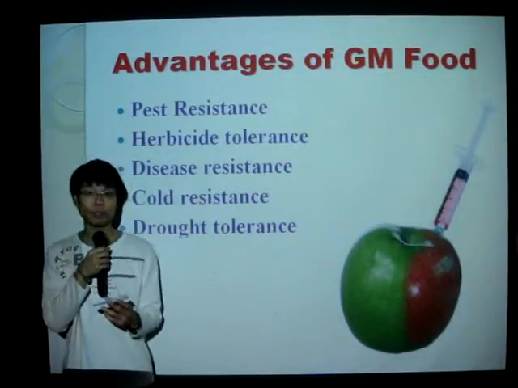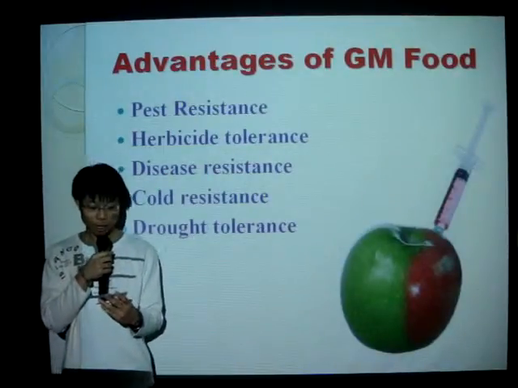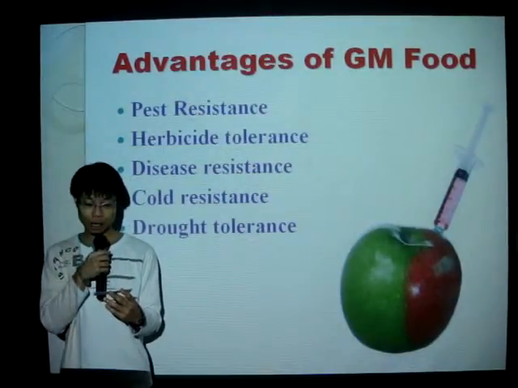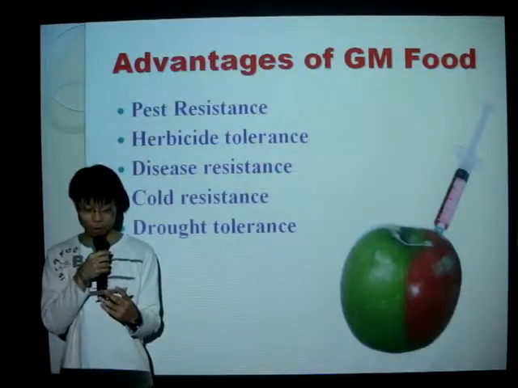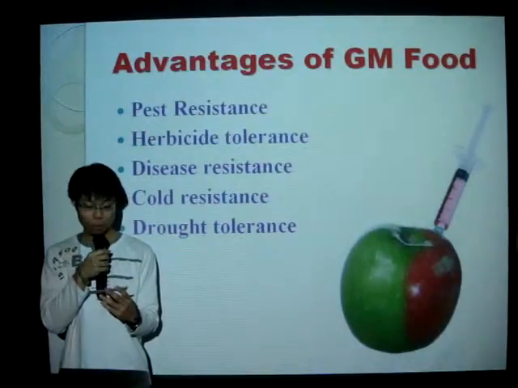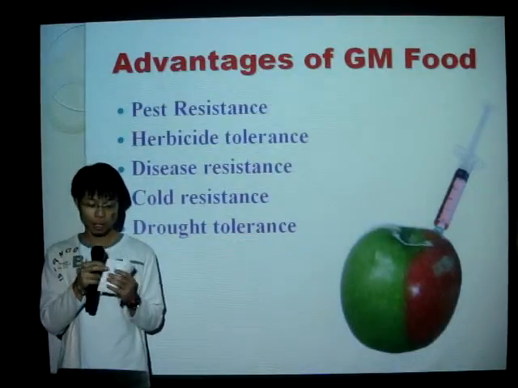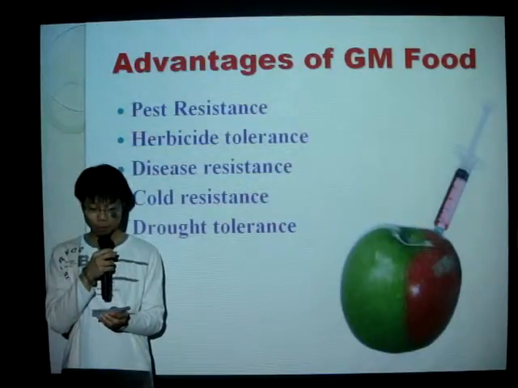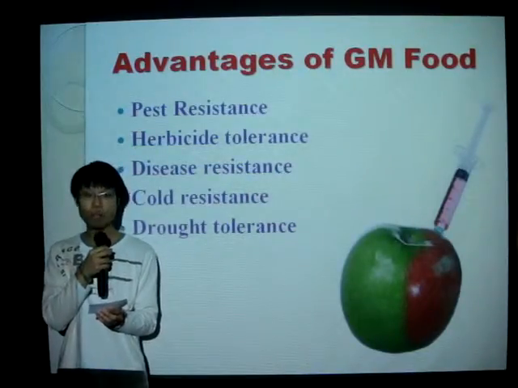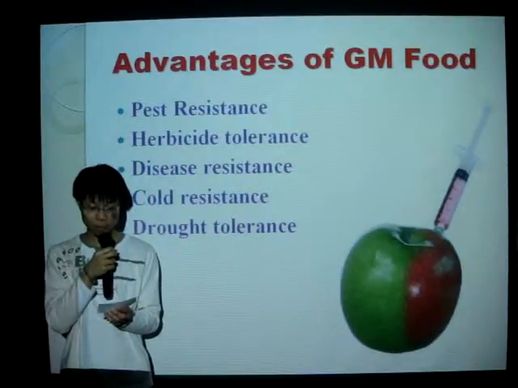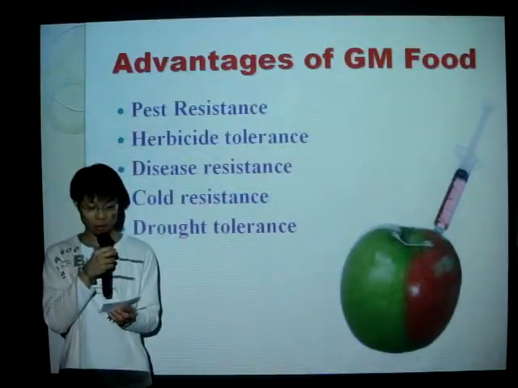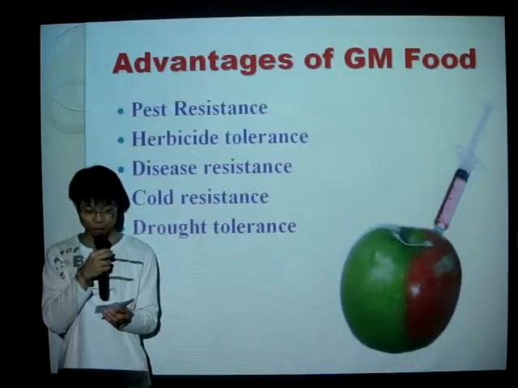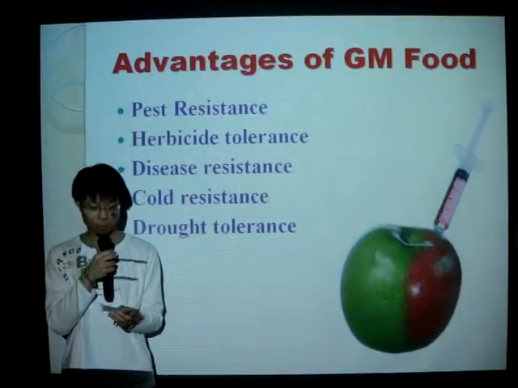Now I will explain the advantages of GM food. Pest-resistant GM food can help eliminate the application of chemical pesticides which cause harm to the environment. And secondly, herbicide-tolerant crops can help prevent environmental damage by reducing the amount of herbicides needed, so the production costs decrease and it also limits the dangers of agricultural waste runoff.